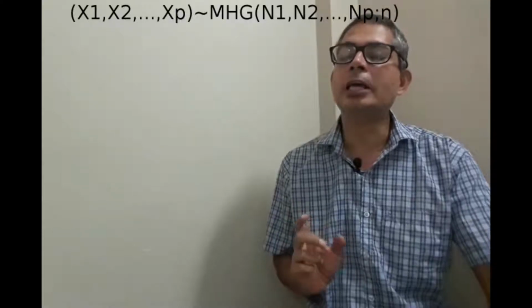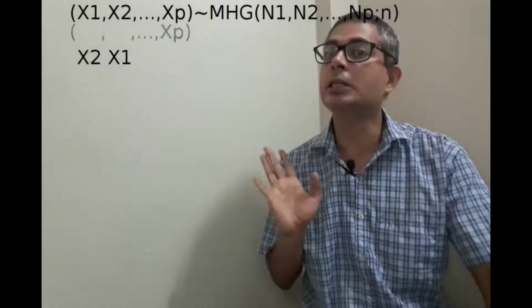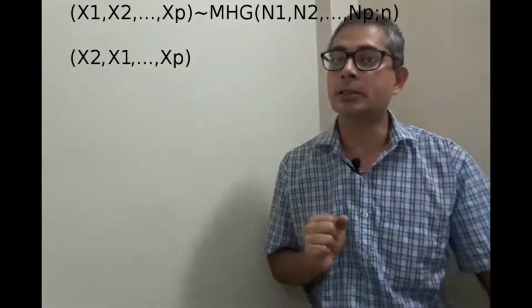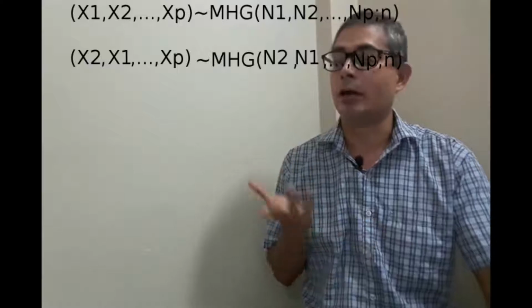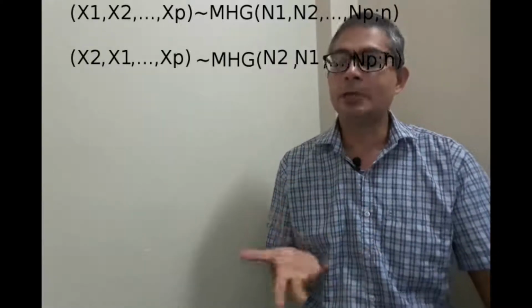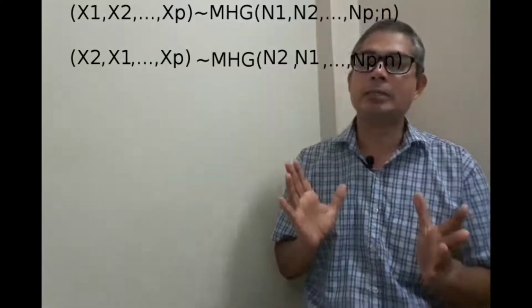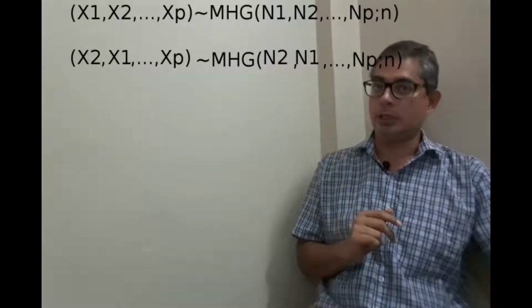Next, again consider the general p case. X1 to Xp follows the multivariate hypergeometric. Suppose I interchange X1 and X2, leaving all the others in place. What will be the distribution of this permuted random vector? It is easy to see that the Ni's will get permuted accordingly. This happens for any permutation of the X's. The permuted random vector again has a multivariate hypergeometric distribution with the Ni's permuted accordingly.